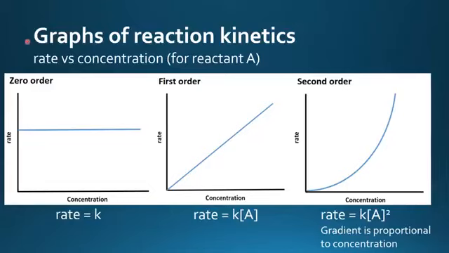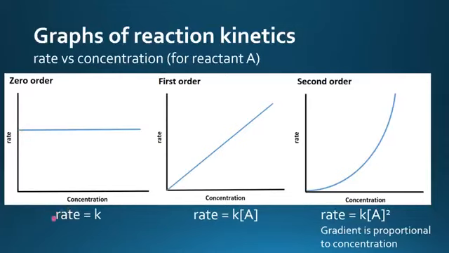Graphs of reaction kinetics. So we'll start with rate versus concentration graphs for a single reactant A. On the y-axis we have rate, on the x-axis we have concentration. So we'll start with a zero-order reaction. That's where the concentration of A does not affect the rate of reaction. So the rate concentration graph is a horizontal line.